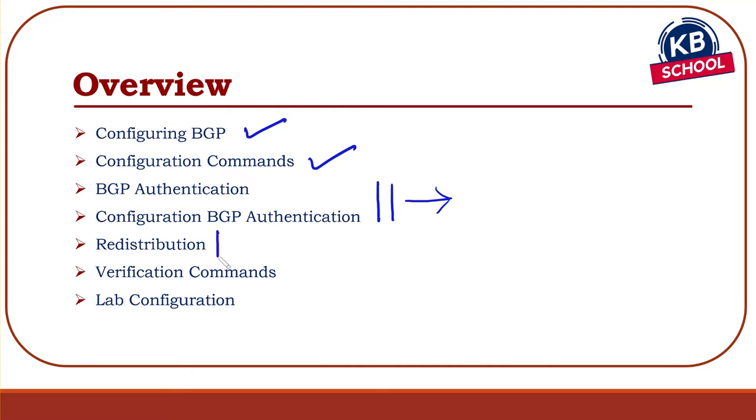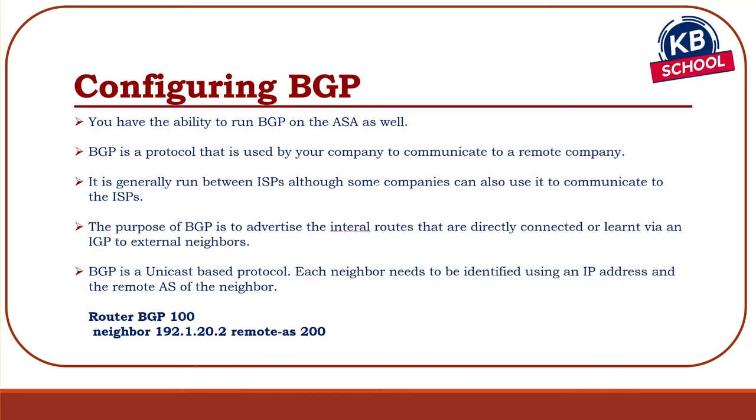I have added a new slide over here for redistribution because I'm going to have my internal network run OSPF and the outside run BGP. Some verification commands, and at the end we will do the lab to implement what we've learned in this particular video. So to get started, how do I configure BGP?